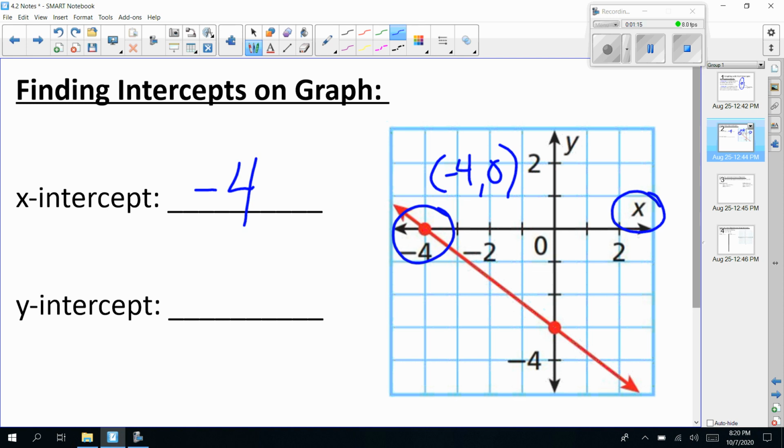Our y-intercept, again, we look at the y-axis, and we look for where our line crosses it, which is at 0, -3. So our y-intercept is -3.